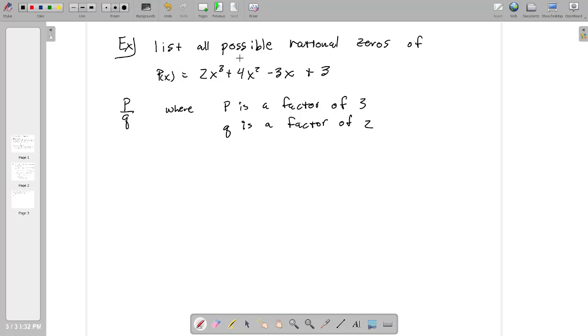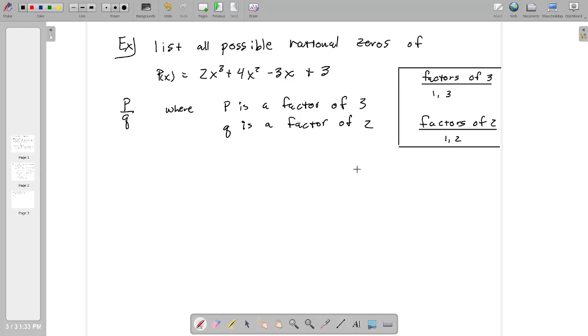So if I'm just listing all the possible rational zeros, we need to know what the factors of 3 and 2 are. Start with the factors of 3. So what are the factors of 3? We have 1 and 3. Then we need the factors of 2. What are the factors of 2? That will be 1 and 2.